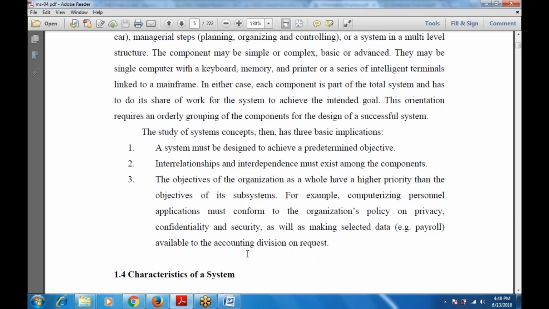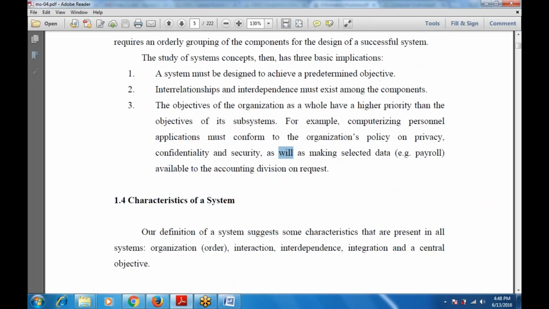So there are three implications for these system concepts. One is that every system has a predetermined objective. Then every system's components are interlinked and interdependent with each other. Then the objective of the organization as a whole has a higher priority than the objectives of the subsystems. For example, computerizing personnel applications must conform to the organization's policy on privacy and security, as well as making selected data, for example payroll, available to the accounting division on request.